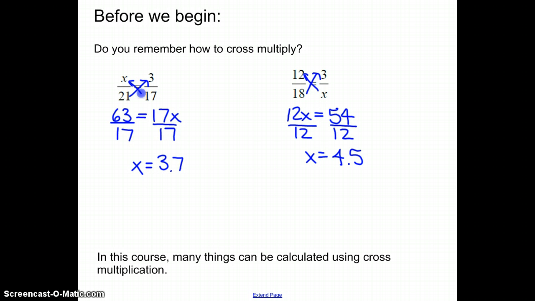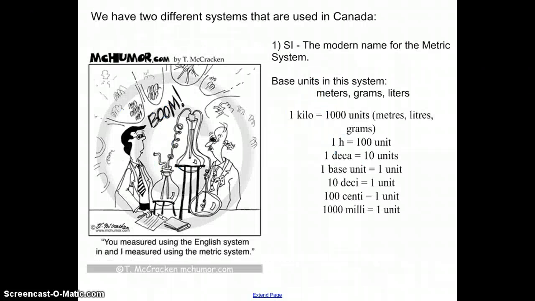Now in this course, many things can be calculated using cross multiplication, and it's probably one of the easiest ways to calculate things in this measurement chapter because everybody knows how to cross multiply. So try to use it as often as possible.